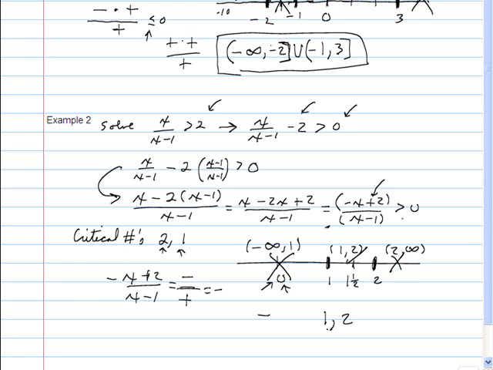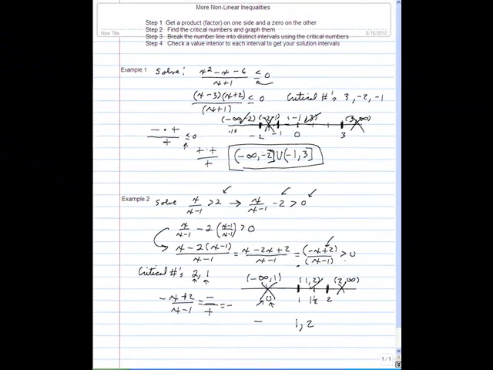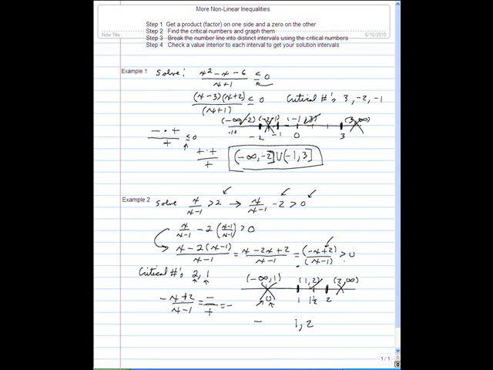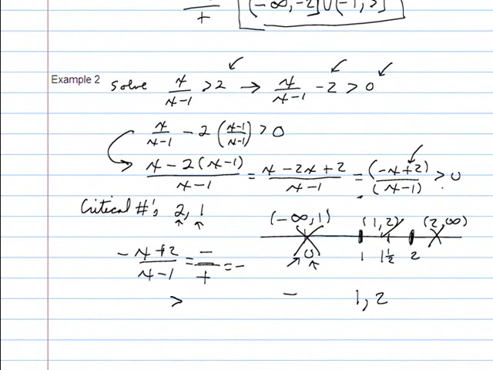So my only solution interval was 1 to 2, and I now have to think about whether those are closed or open, whether it's a round bracket or a square bracket. Well, I try the 2. If I put the 2 on top, I get a negative 2 plus 2 on the top. That gives me a 0 on the top, which would be okay if my sign was greater than or equal to 0. But my symbol is strictly greater than 0. And if I plug in a 2, I'm going to get 0. Can't do that, so that's not part of the solution.